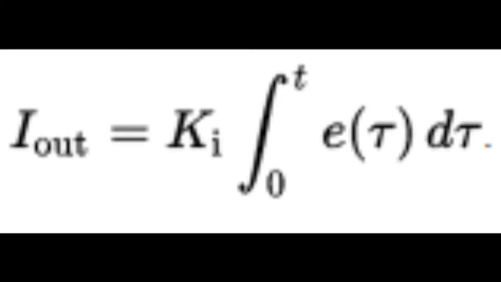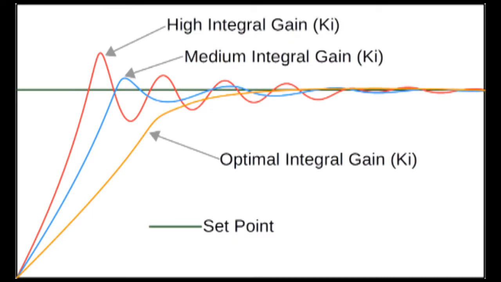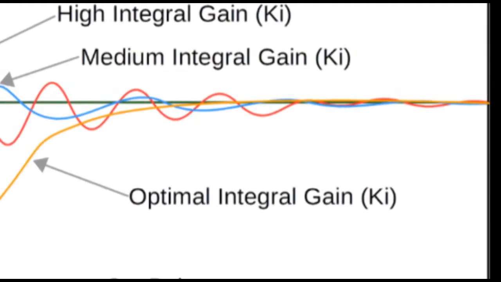The integral component sums the error terms over time. The result is that even a small error term will cause the integral component to increase slowly. The integral response will continually increase over time unless the error is zero, so the effect is to drive the steady-state error to zero. Steady-state error is the final difference between the process variable and the set point.